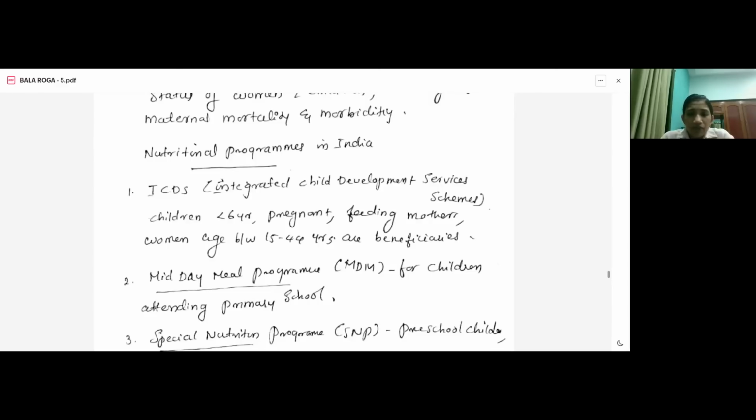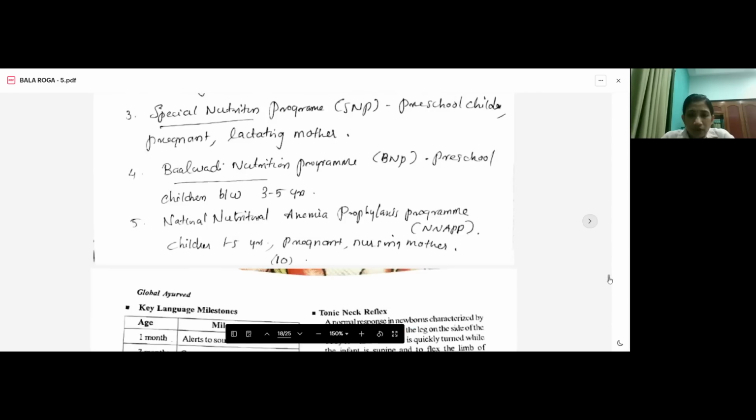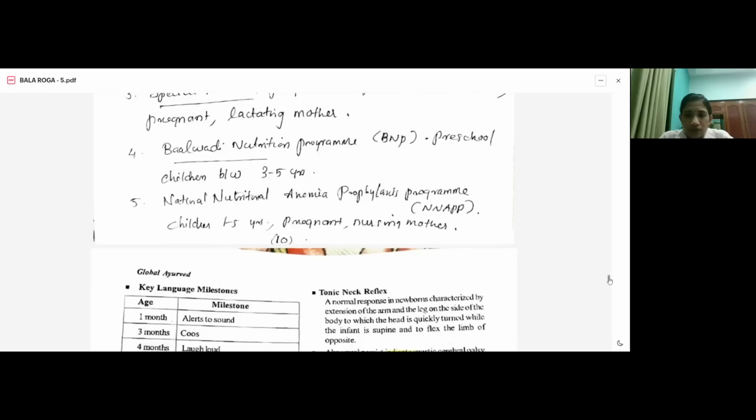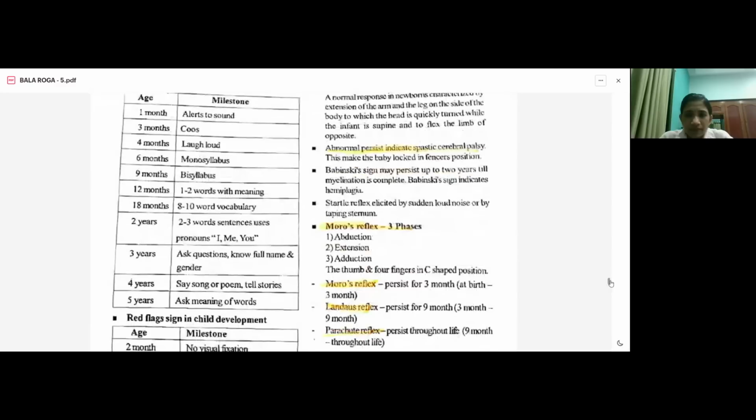This is mainly aimed at children attending primary schools. And another program, the special nutrition program, is for children in the pre-KG preschool section. That means 3 to 5 years. And also the National Nutritional Anemia Prophylaxis Program. Here it also covers the care of pregnant and nursing mothers and children between 1 to 5 years. Okay. So you have to remember the names of these programs.